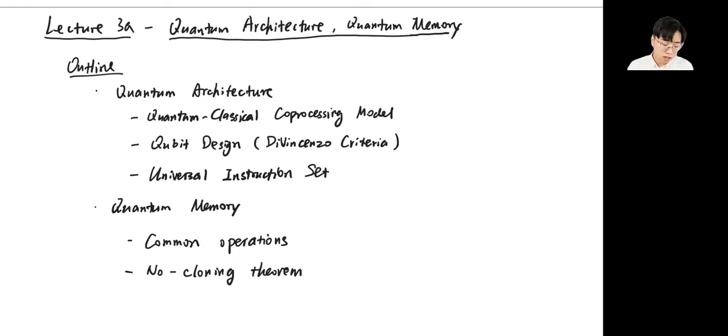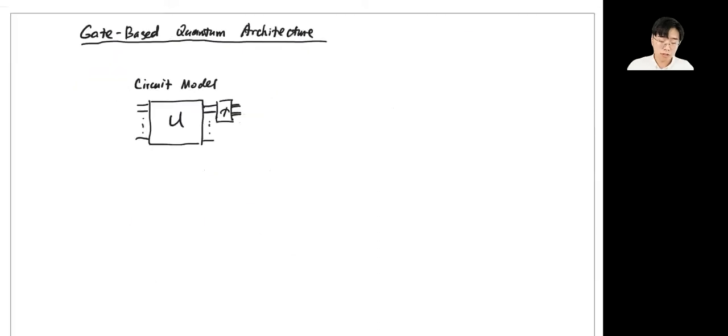In addition, we'll also look at some common operations on quantum memory and talk about the unique quantum mechanical constraints on what we can or cannot do on quantum memory. So first off, how do we use the properties of a qubit to build an architecture for computation?